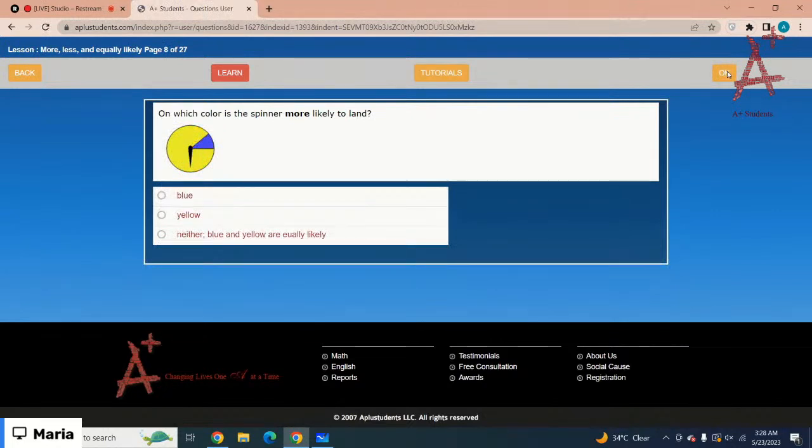Okay, on which color is a spinner more likely to land? So which is the correct option? It would be yellow because the spinner has more yellow portion than blue, so it will more likely land on yellow.